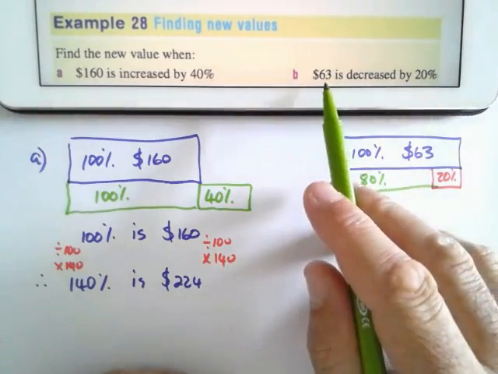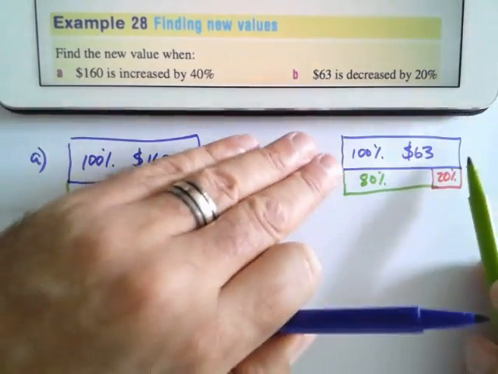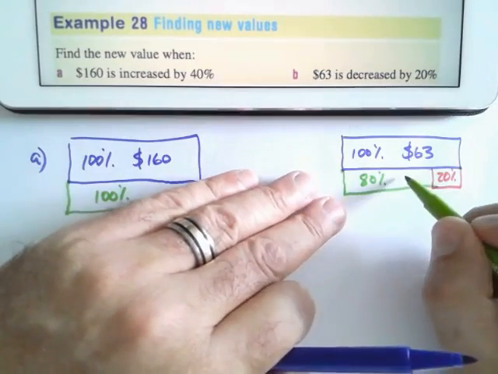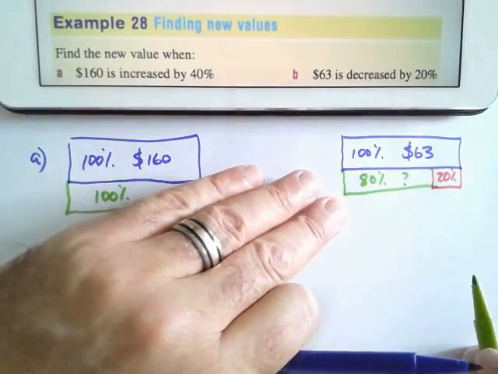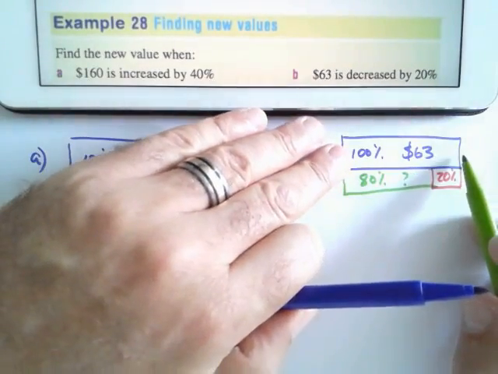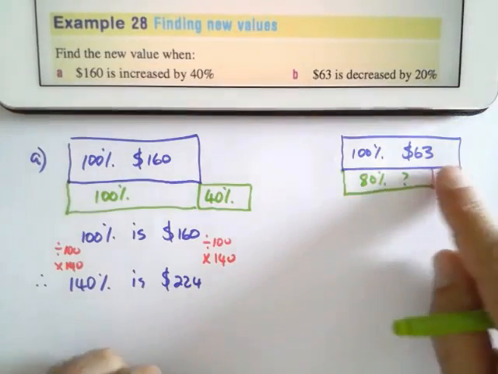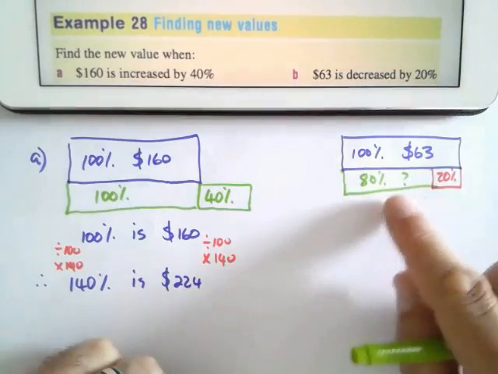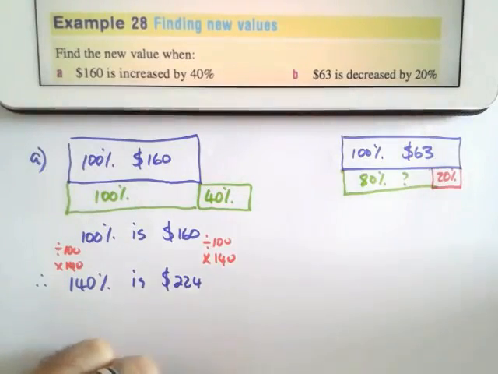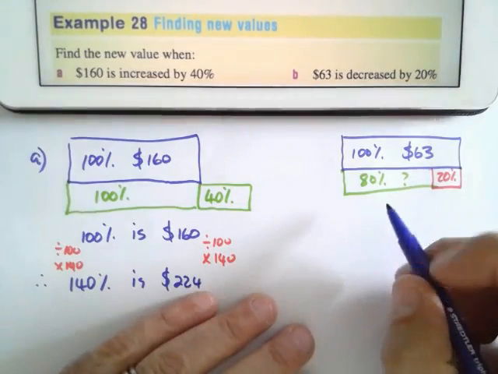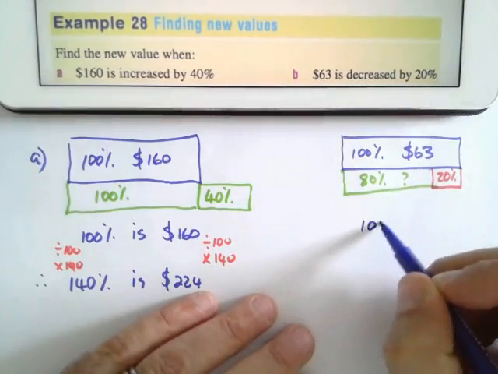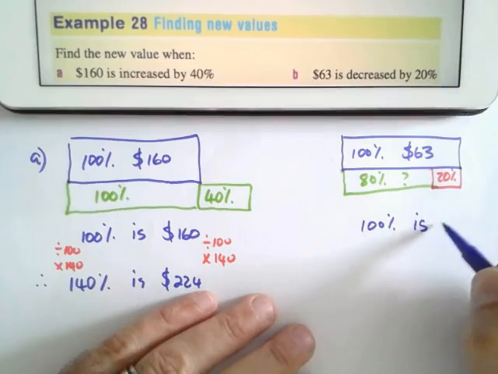So they say 63 is decreased by 20%. So what do I want to find out? I want to find out what is this value here. I had 100%, which is $63. It decreases by 20%, which means it's only going to be 80% of what we had. Okay, now we're going to use our unitary method. I'm going to say 100% is $63.